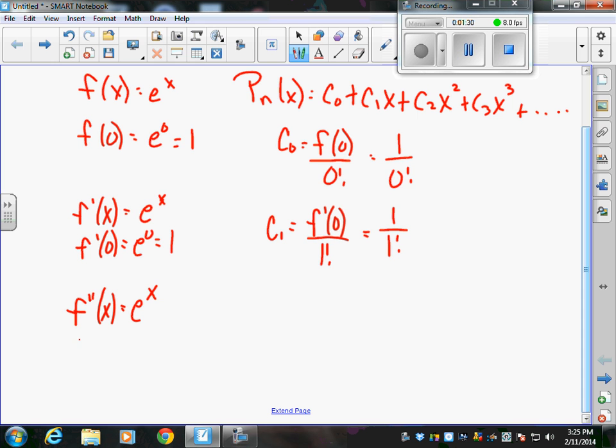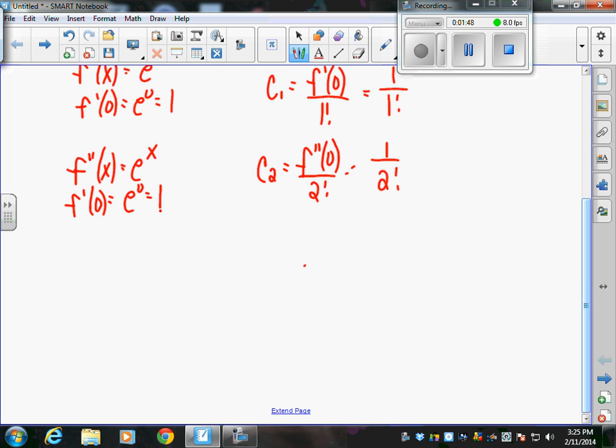You should start to see a pattern here. f of 0 would be e to the 0, which is 1. To get c sub 2, remember we do our second derivative divided by 2 factorial. That's 1 over 2 factorial. Then we could go ahead and continue to do derivatives, and we'll get c sub 3. It's going to be f triple prime of 0 over 3 factorial. It's the third derivative over 3 factorial, which is going to be 1 over 3 factorial.